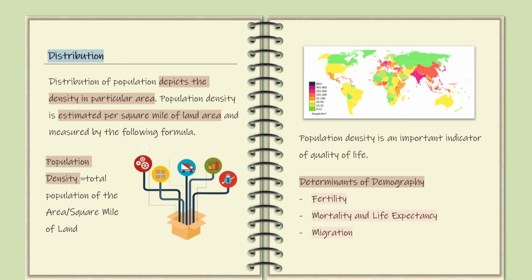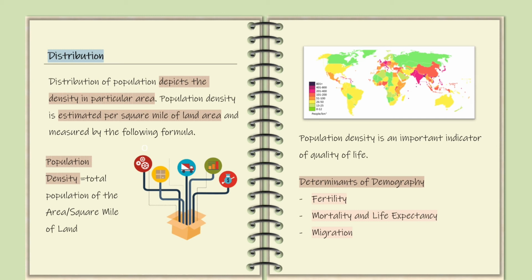So last is migration. In demography, migration, or spatial or geographical mobility, is concerned with the quantitative aspect of the moves made by individuals in space. Migration forms one of the main three variables: fertility, mortality, and migration.